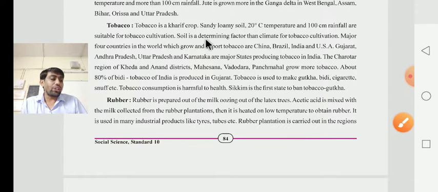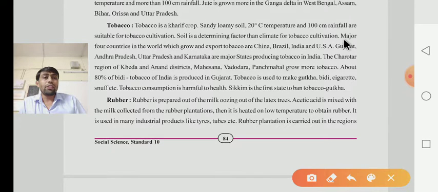Soil is determining. Determining, it means nirnaya. Soil is the determining factor rather than climate for the tobacco cultivation. Major 4 countries in the world which grow and export the tobacco. What do they say, dear children? The major 4 countries in the world which grow and export tobacco are China, Brazil, India and the USA.